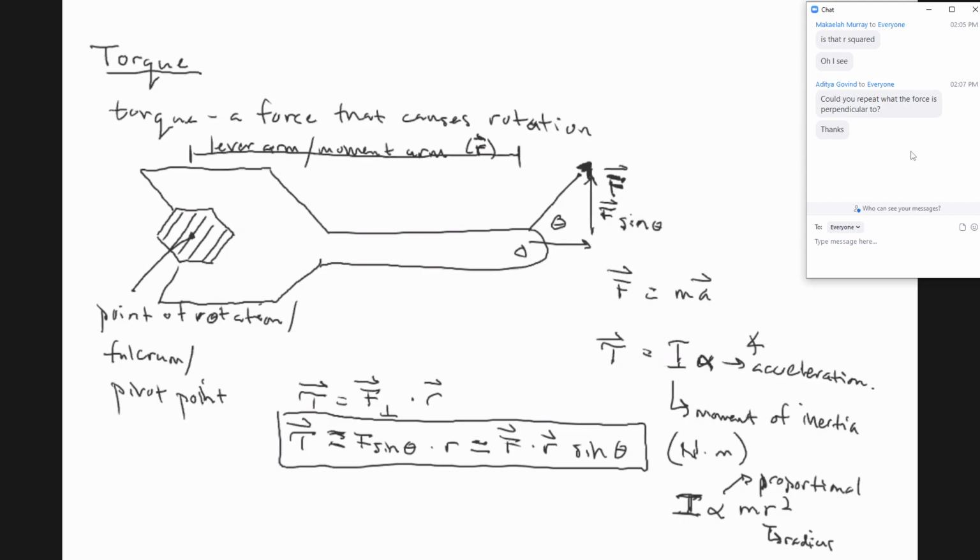Someone was wondering what R and R vector, are they interchangeable to each other? Yes, they are, right? Because when you rotate, if you think about it, I need to draw it out. This is the circle, right? And that R that we have for our lever arm is that radius of rotation that we have in our system.